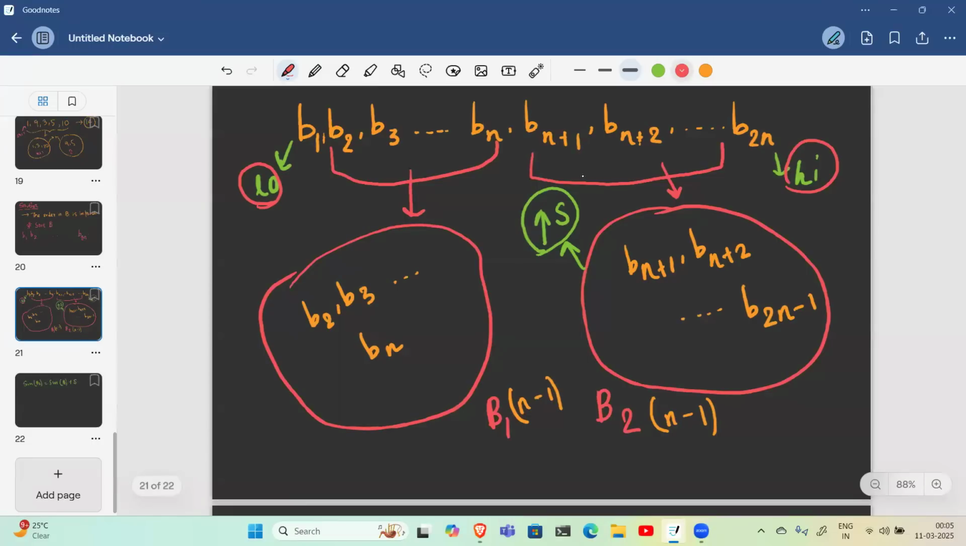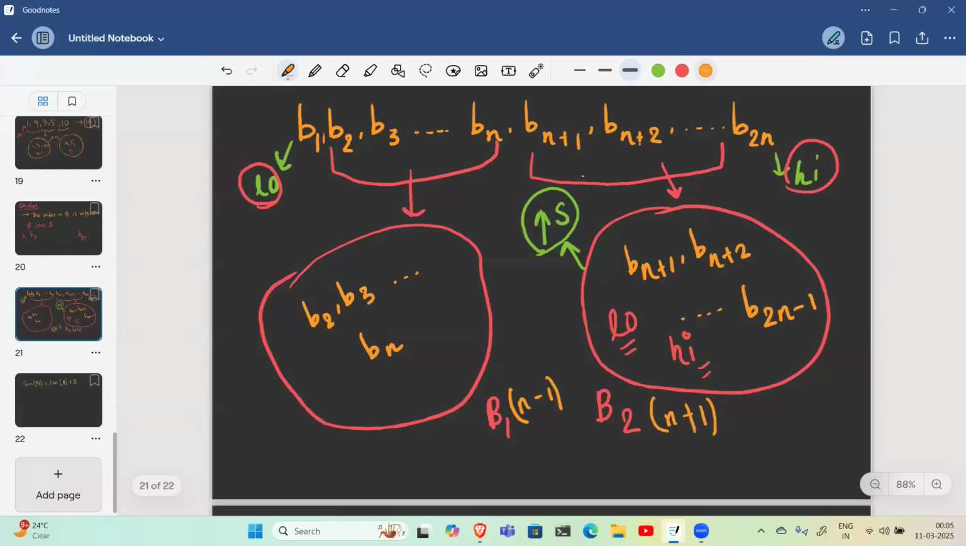So again, what do I do? I put low in B2 and high in B2. Both low and high come in B2. Okay, so that is my idea. Both low and high are here in B2. So now I have added 2 more integers in B2, so the size of B2 has become n plus 1.